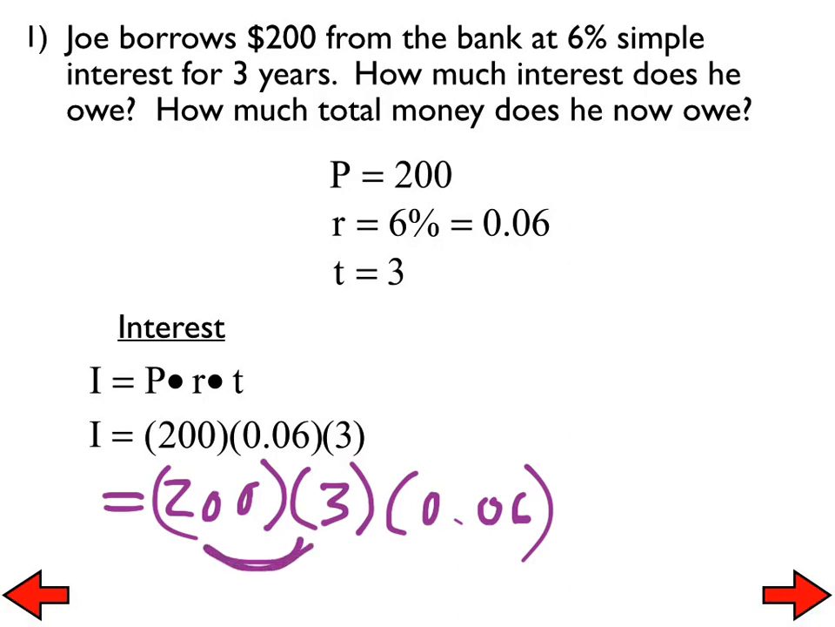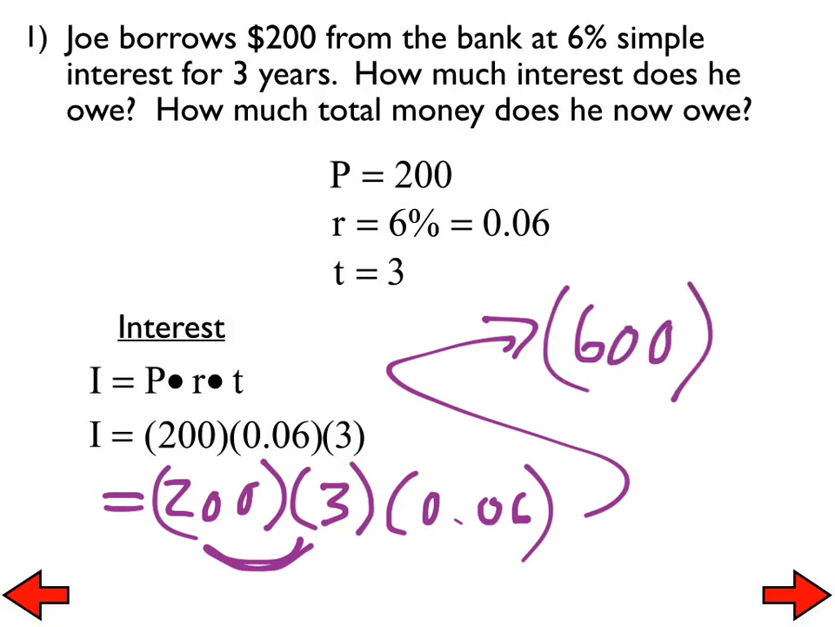By the way, what is 200 times 3? 600. See, so you just did one multiplication in your head. So now we basically have, and I'm out of room down here, 600 times 0.06. So we only had to multiply by a decimal one time. I'm going to let you finish that, and that will give you the amount of interest that Joe owes.